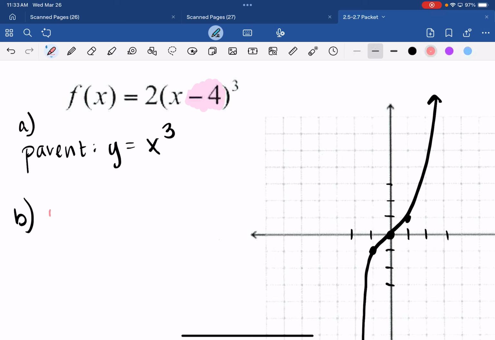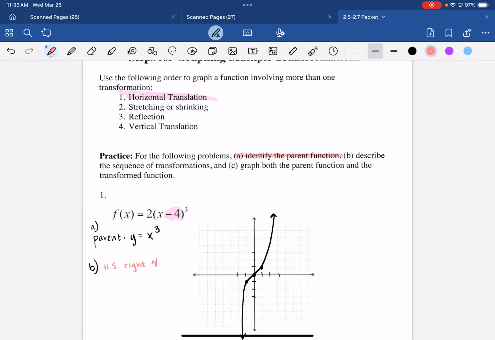What does -4 tell me? Where am I going? The right. This is the one that's opposite. Right 4. So that's the first one. We're just going to list them first. Now look at number 2.